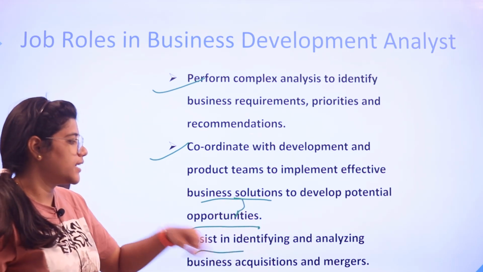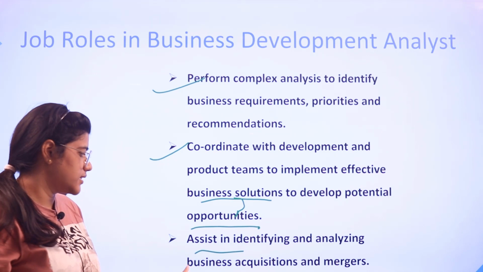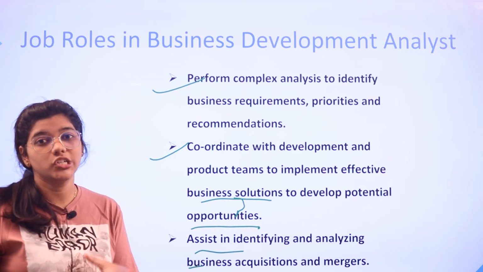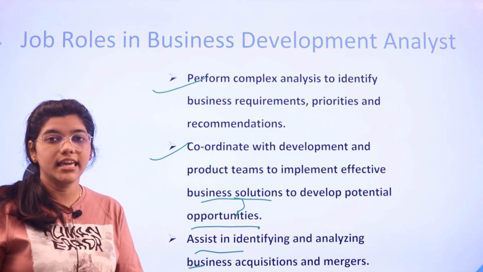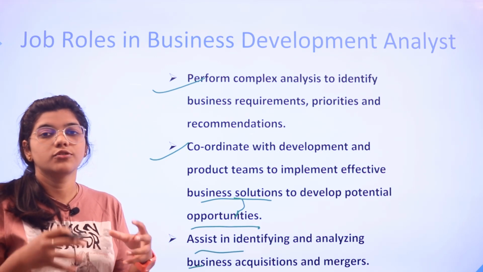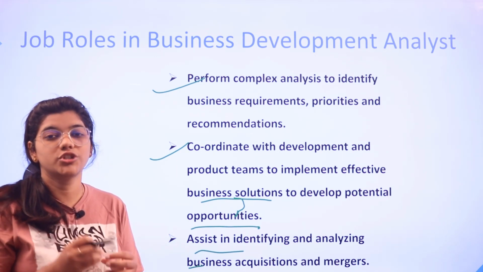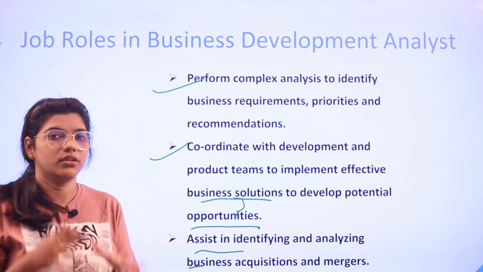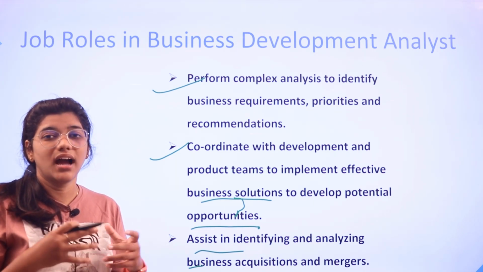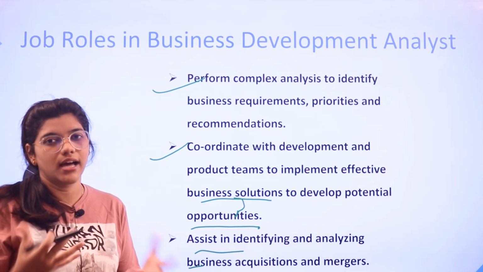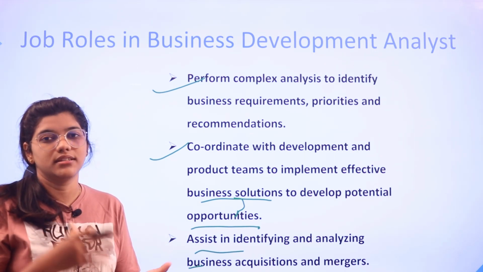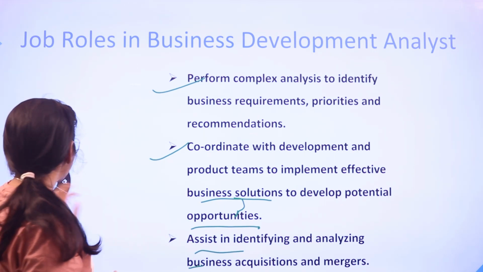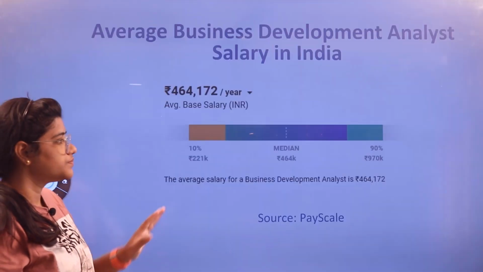Next is assisting in identifying as well as analyzing the business acquisitions and the mergers which are happening in the business corners. So you should be able to understand which network is passing through what, and also what are the tools that you are using, plus what are the other resources and other mergers that are happening in between the business routes. So these are some of the job roles which are aligned.